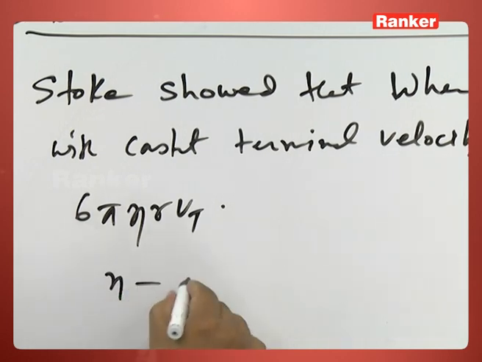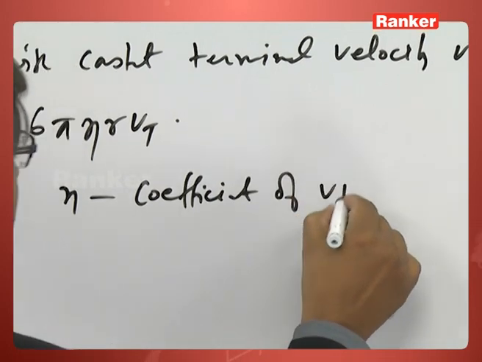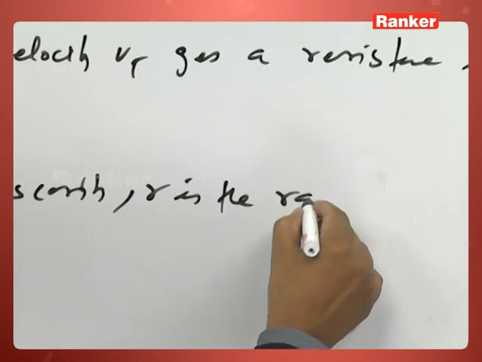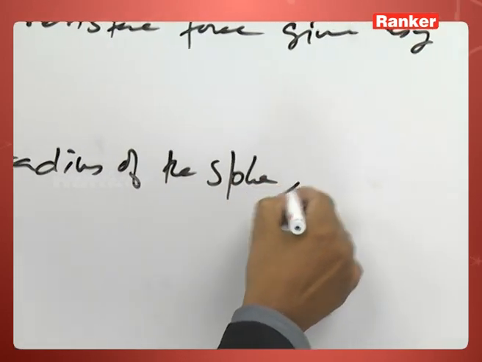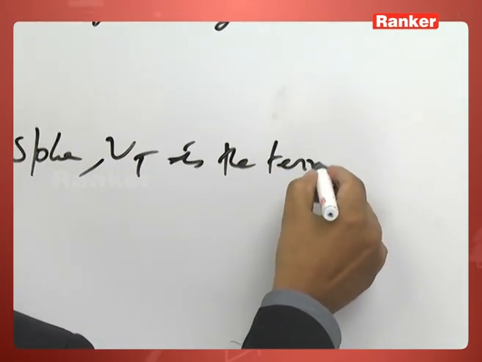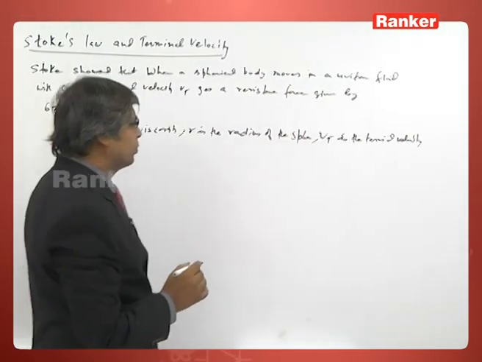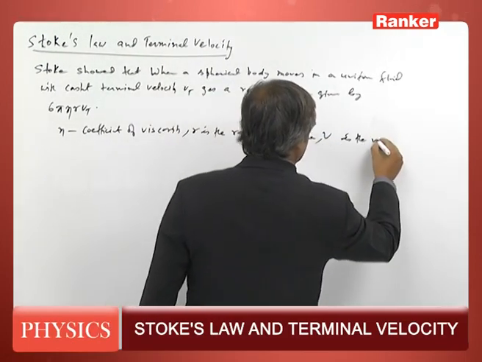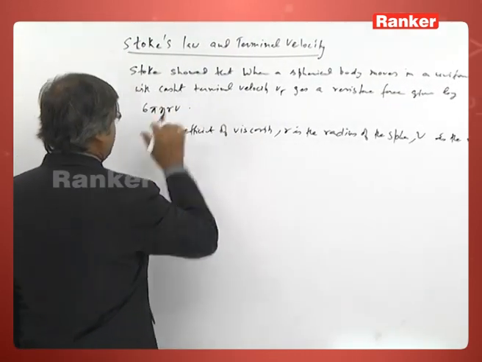So here eta is the coefficient of viscosity, r is the radius of the sphere, and Vt is the terminal velocity. So the resistance force, Vt is the velocity, we can call it the uniform velocity. Let us write it as V.